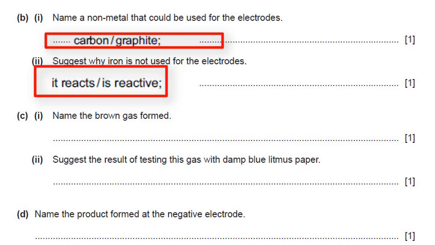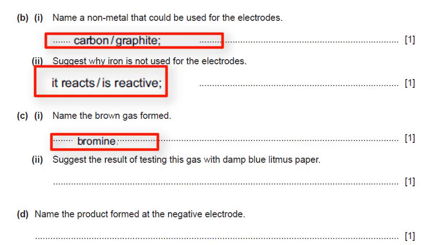And now let's go to C, I. Name the brown gas formed. The oxidation process of the bromide ions leads to produce bromine. So the product at the anode will be bromine gas. So you have to write bromine. Don't write the formula, write the name.